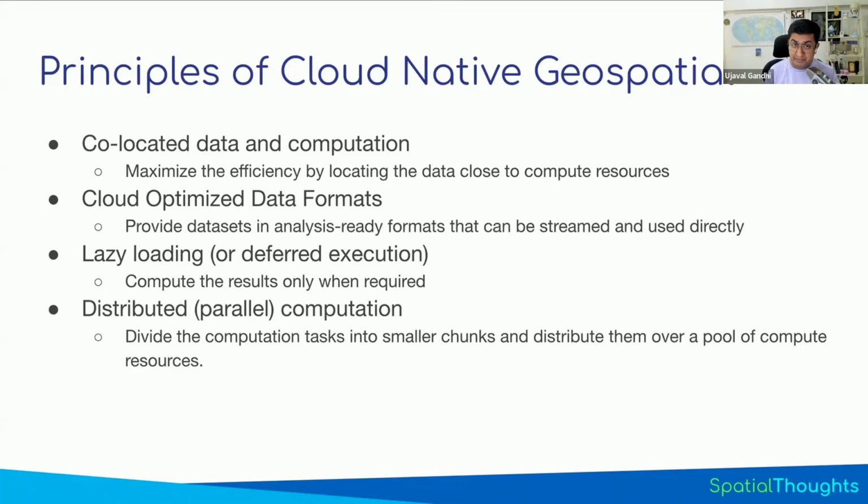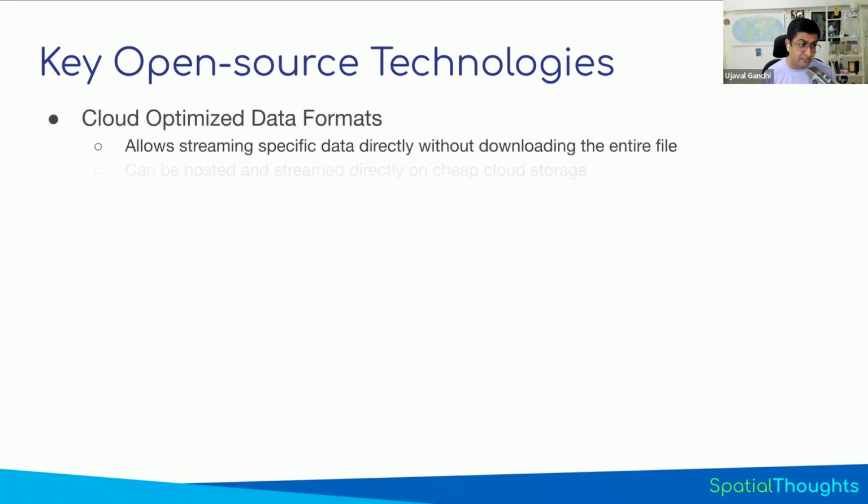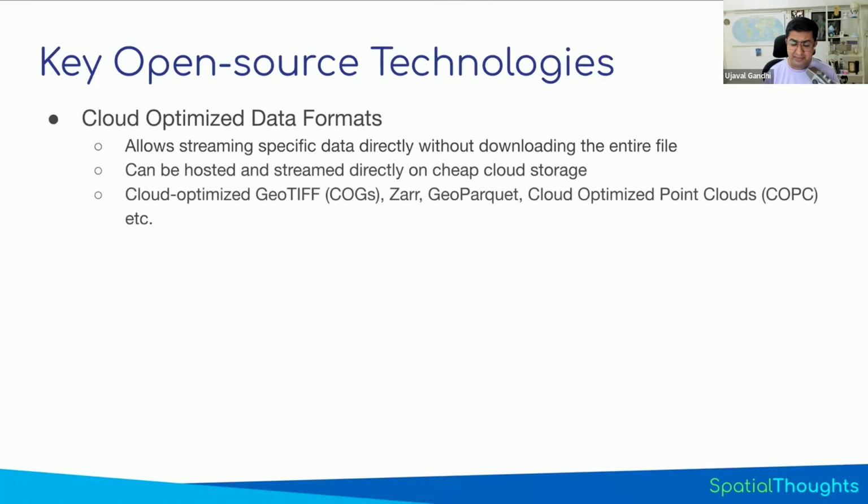The modern cloud native approach that you'll learn in this class builds on these four principles. Let's learn about some of the key technologies that are enabling us to build such pipelines. The first one is the cloud optimized data formats. You must have heard of this data format called Cloud Optimized GeoTIFF.